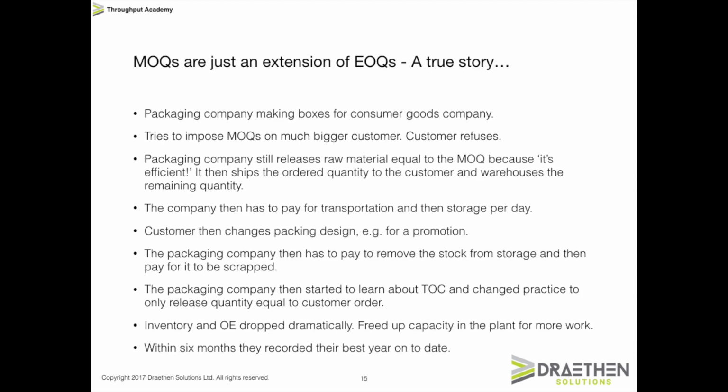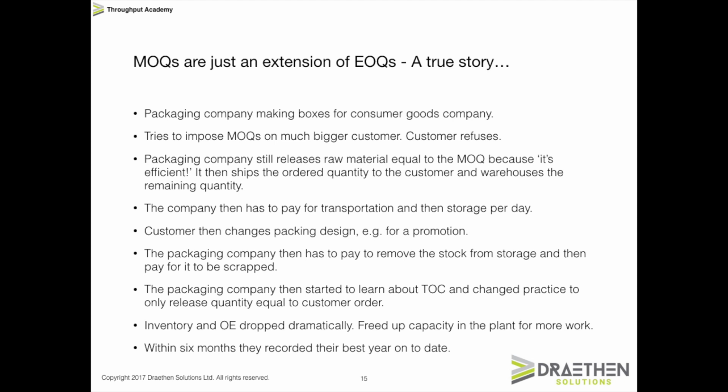MOQs are just an extension of EOQs. MOQ stands for minimum order quantity, and what we do here is use a policy that tries to force our customers to purchase in quantities that are equal to, or getting towards, at least our economic order quantities. Now, this is not a wise thing to do, particularly when the market is your constraint, because anything that you do to put customers off from buying from you when they have multiple other options to go to in the market is less than wise, let's put it that way.